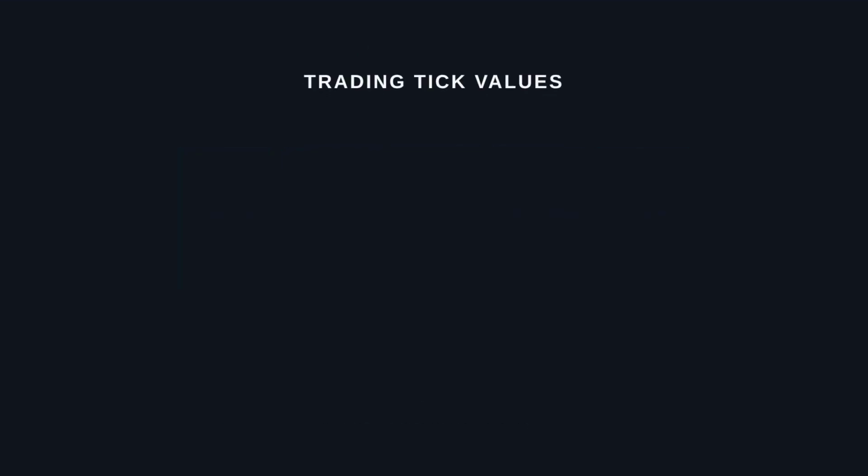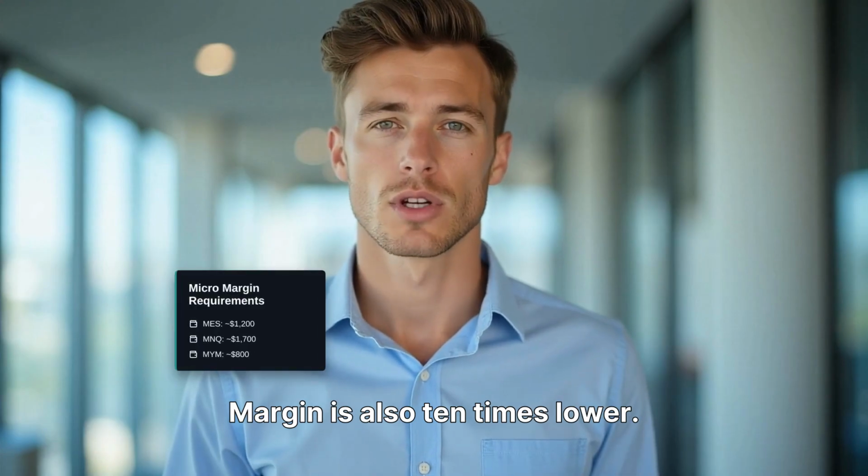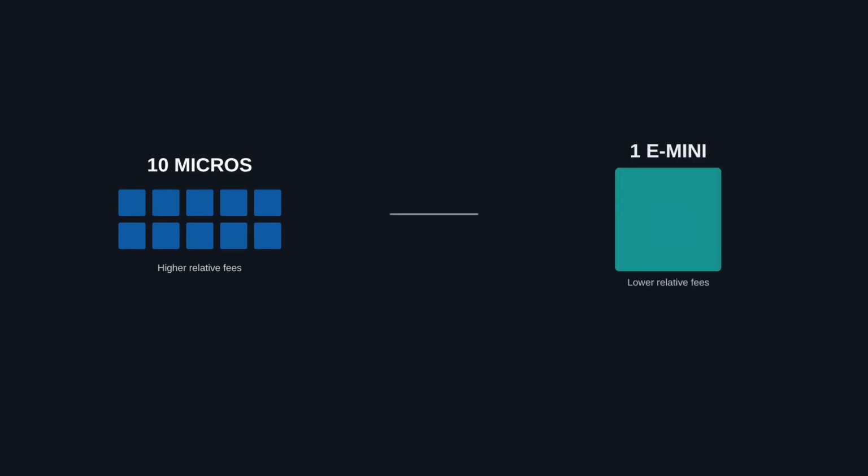The math is easy. MES is $5 a point, MNQ is $2 a point, and MYM is 50 cents. It's perfect for learning. Margin is also 10 times lower. You only need about $1,200 for MES or $800 for MYM. Watch commissions: trading 10 micros costs more than one E-mini. Once you reach full size, move up to the E-mini.